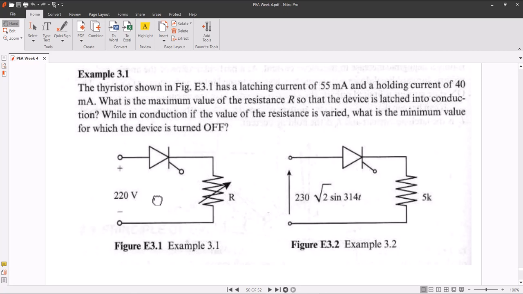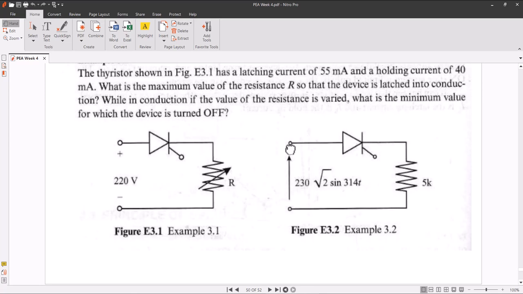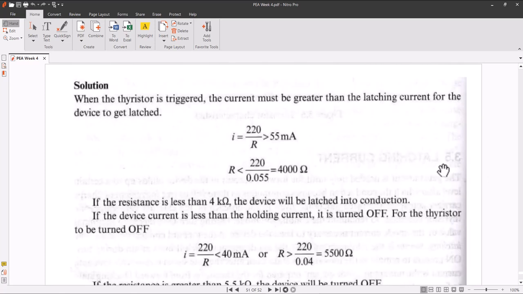R को उस तरफ ले जाएं और 55 को नीचे ले आएं, तो 220/55 मिली, उससे आपकी रेजिस्टेंस मैक्सिमम निकल आएगी, कि इतनी मैक्सिमम हो सकती है. इससे कम करेंगे तो ऑब्वियसली करंट उससे ज़्यादा ही होगा, तो मैक्सिमम इतनी आप यूज़ कर सकते हैं. तो I > 55 मिली, I = 220/R, तो R < 4000 ओहम, यानी 4 किलो ओहम मैक्सिमम वैल्यू है रेजिस्टेंस की. इससे कम रख सकते हैं आप अगर आपने इसको लैच करवाना है, उसको ऑन करवाना है.